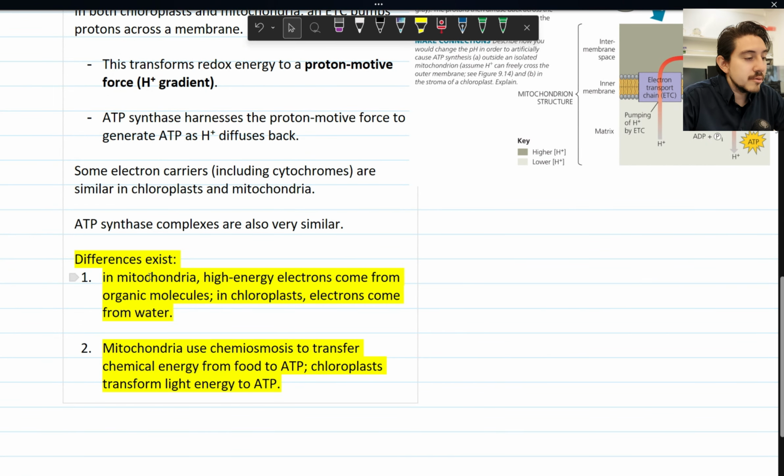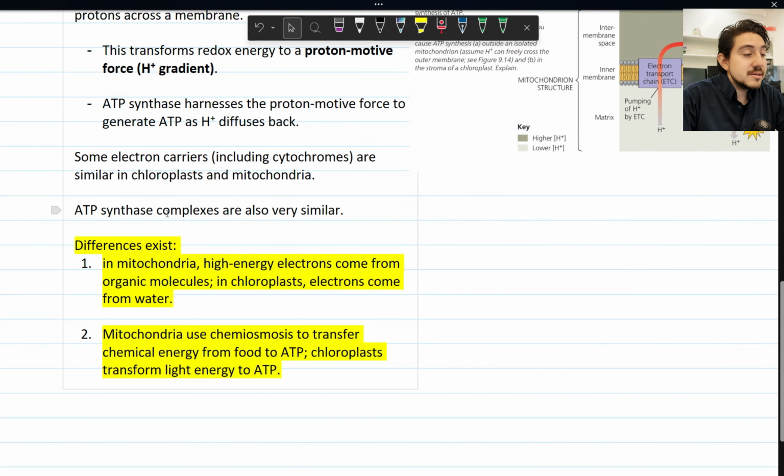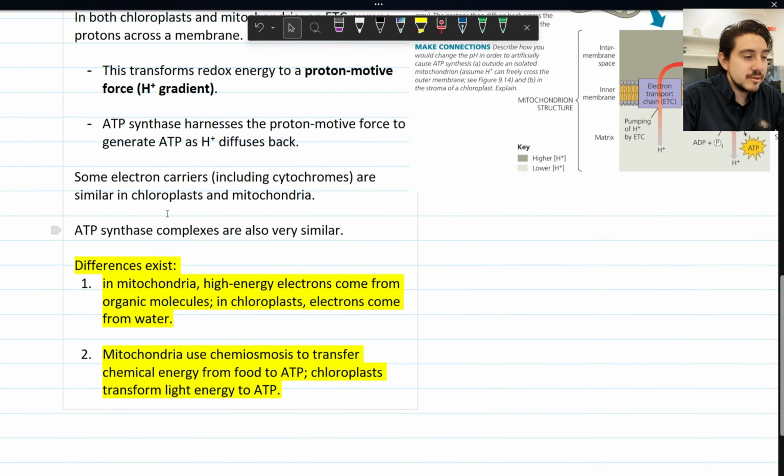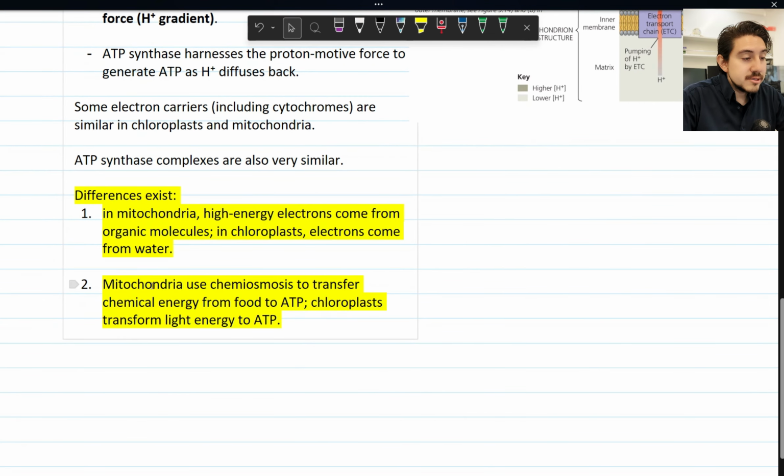And of course, we'll go through this in the notes. Some electron carriers, including cytochromes, are similar in chloroplasts and mitochondria. They can still fulfill their functions, even though we're in different types of organisms. ATP synthase complexes are also very similar. It's quite interesting because even though we're evolutionarily different organisms, there are some consistencies between the idea of being alive and evolution, right? There are also some key differences. I've listed them here. This is important to know.